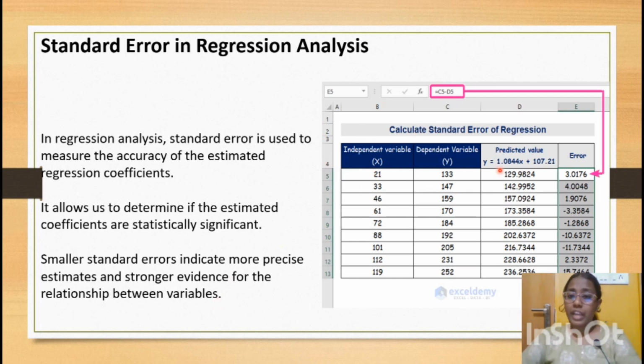So the calculation of standard error of regression is given here with a few examples, where this row stands for the independent variable, this column stands for the dependent variable, and this is the predicted value using y equals 1.0884 x plus 107.21. The error is given here using the formula C5 minus D5, that is the column minus the predicted value, and this is the deviation. So let us go through this table.